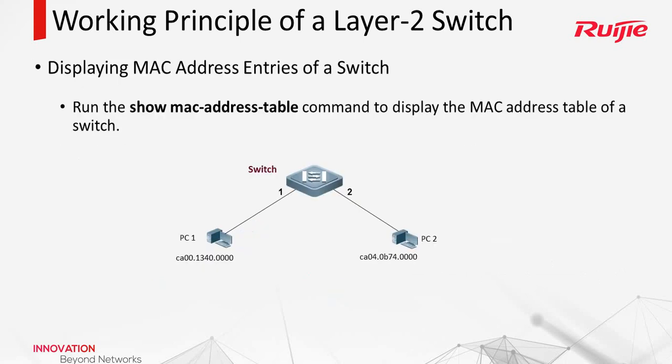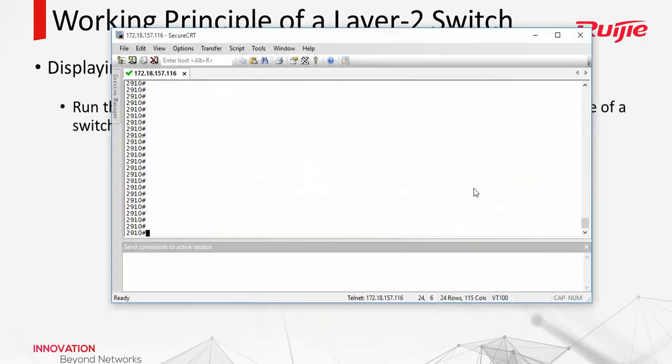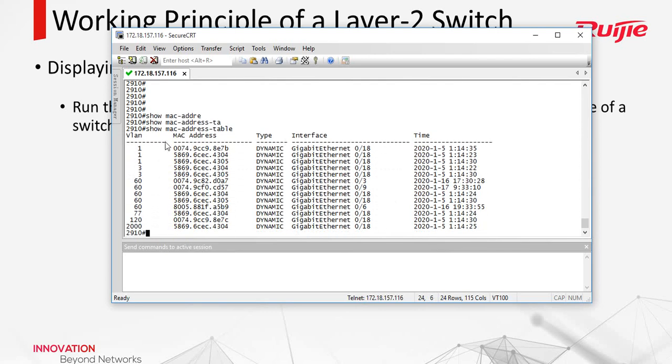We can use show mac address-table to check the MAC address entries. Show mac address-table. We can find that the first column is the VLAN, then the MAC address, then the type, dynamic. This means the MAC address is learned by the switch dynamically, and then the interface and the time.